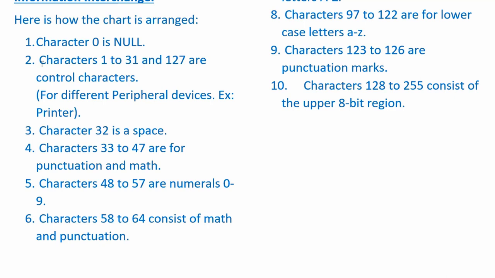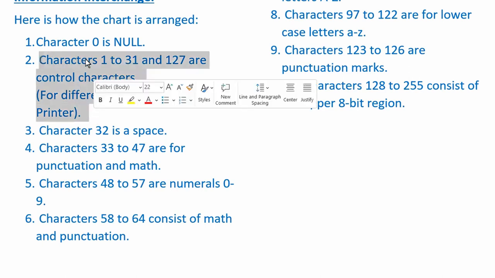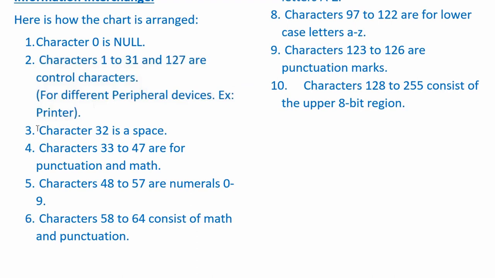Now you may have a doubt: what is a control character exactly? For communication across different peripheral devices or computers, we need some control characters, and those control characters are 1 to 31 and 127. Okay. So these are control characters 1 to 31 and 127, and character 32 is space.